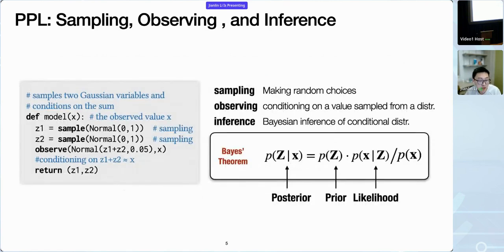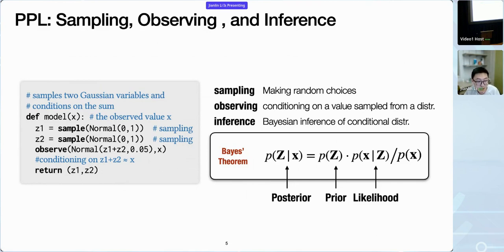Here's a very simple PPL program. This program takes an observed value x as input. There are two random variables Z1 and Z2 of standard Gaussian. The observe statement takes a distribution and an observed value. The observe statement does conditioning. It conditions the model that the observed x is a sample from this normal distribution, and this normal distribution has a mean of Z1 plus Z2. We expect to get the posterior distribution if we apply Bayesian inference to this model program.